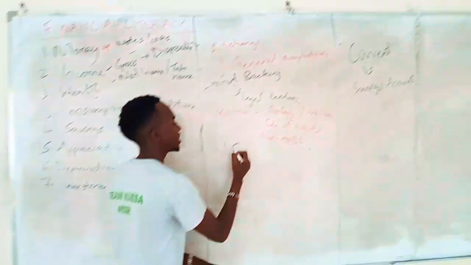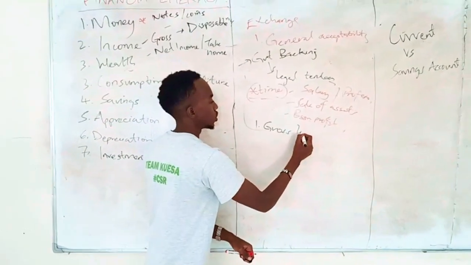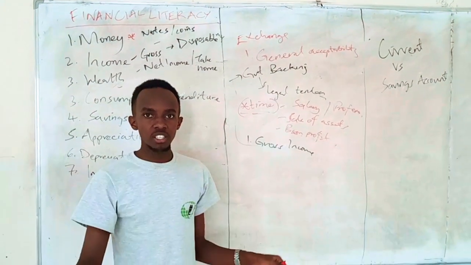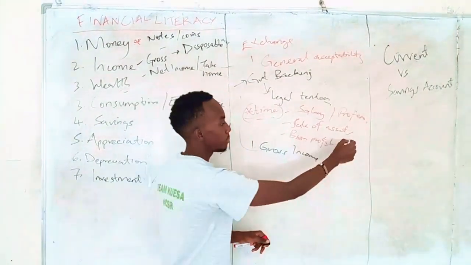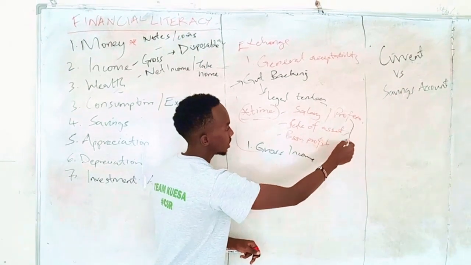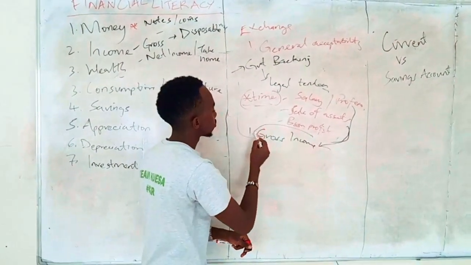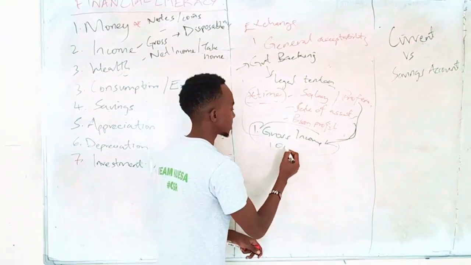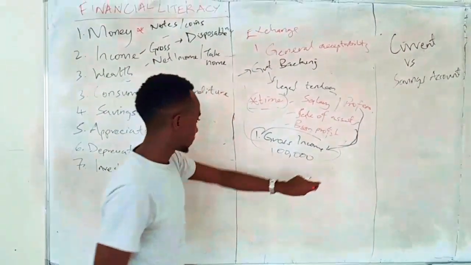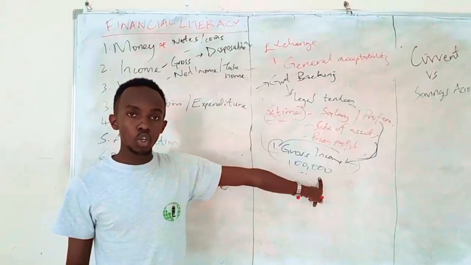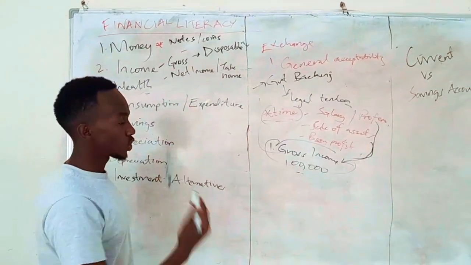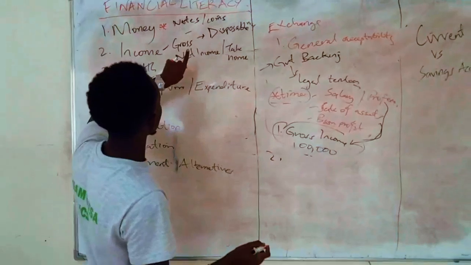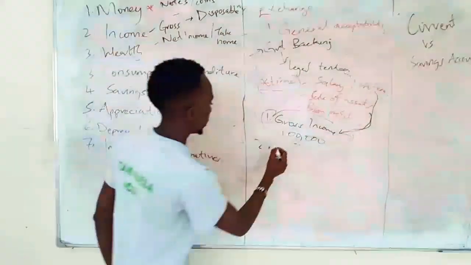The first is gross income. So gross income is the total amount of money that you get before anything is deducted. So your employer, let's say you are employed, you have a salary, this is the total amount of money that they're supposed to be paying you. So let's say, for instance, it is 100,000 Kenyan shillings. This is gross income. Then, after gross income, we have another definition that is referred to as disposable income.